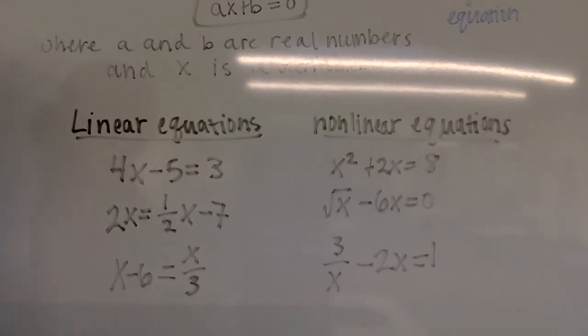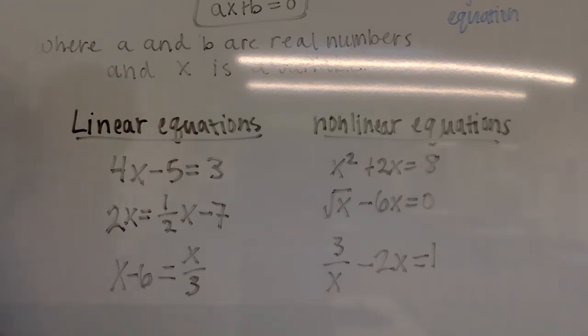A few linear equation examples are 4x minus 5 equals 3. You'll see that the x shows up only in the first degree, and you can move everything to one side to make it look like that ax plus b equals 0 that you're looking for. Same thing with 2x equals 1/2 x minus 7. Even though there's a fraction there, the x is still in the first degree. And then x minus 6 equals x over 3. Even though that also has a fraction in it, x is on top, which means x is still in the first degree there.